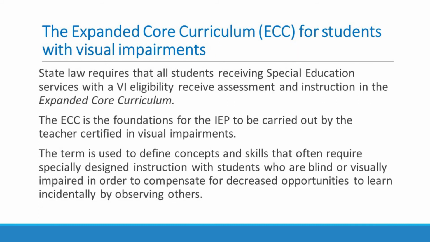As of September 1st, 2014, state law has required that all students served through special education with an eligibility as a visual impairment receive instruction in what is known as the Expanded Core Curriculum, or the initials ECC. The Expanded Core Curriculum serves as the foundations for the IEP carried out by the teachers certified in visual impairments. The term defines concepts and skills that often require specially designed instruction with students who are blind or visually impaired in order to compensate for decreased opportunities to learn incidentally by observing others.